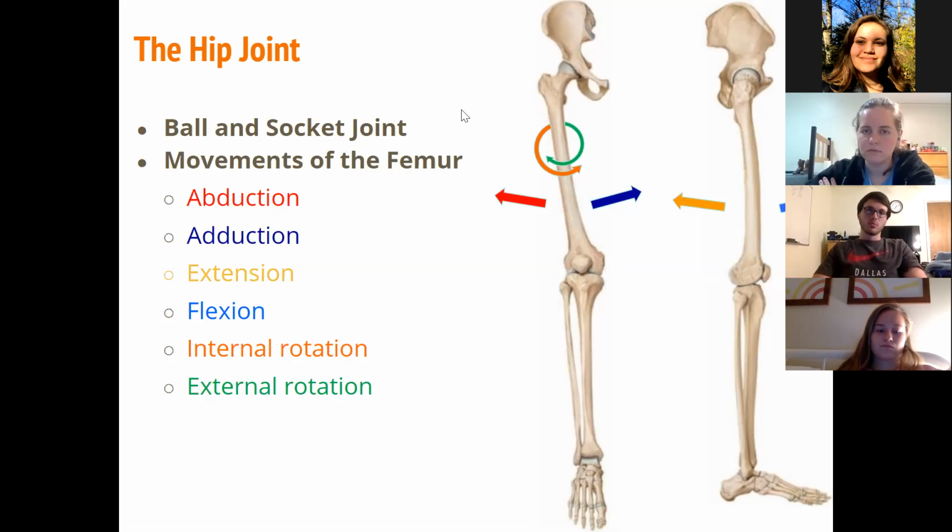And like we talked about with the glenohumeral joint, we have less motion here than we do with the glenohumeral because we have a deeper cavity, right? The acetabulum is really deep. It really allows for the head of the femur to have plenty of stability, and this makes sense. Our legs are taking on a lot of weight.